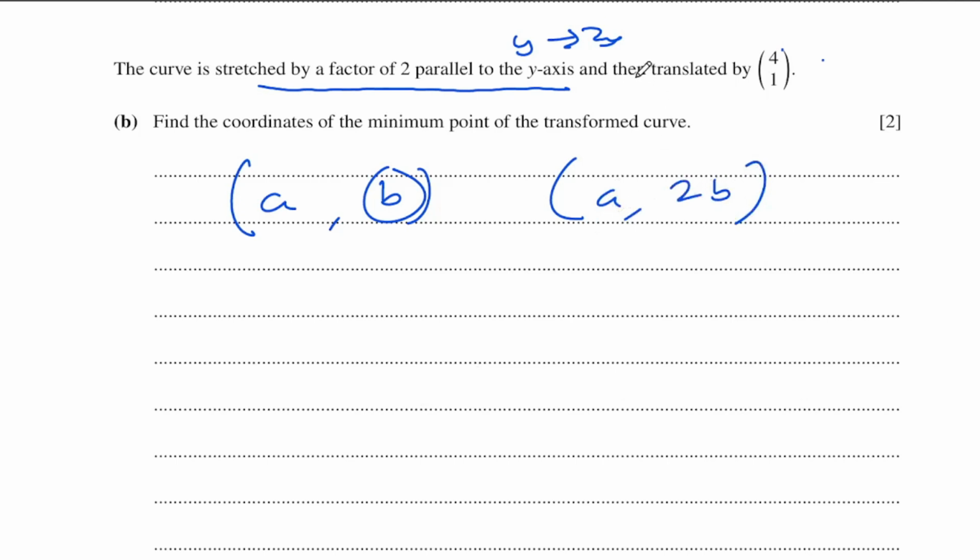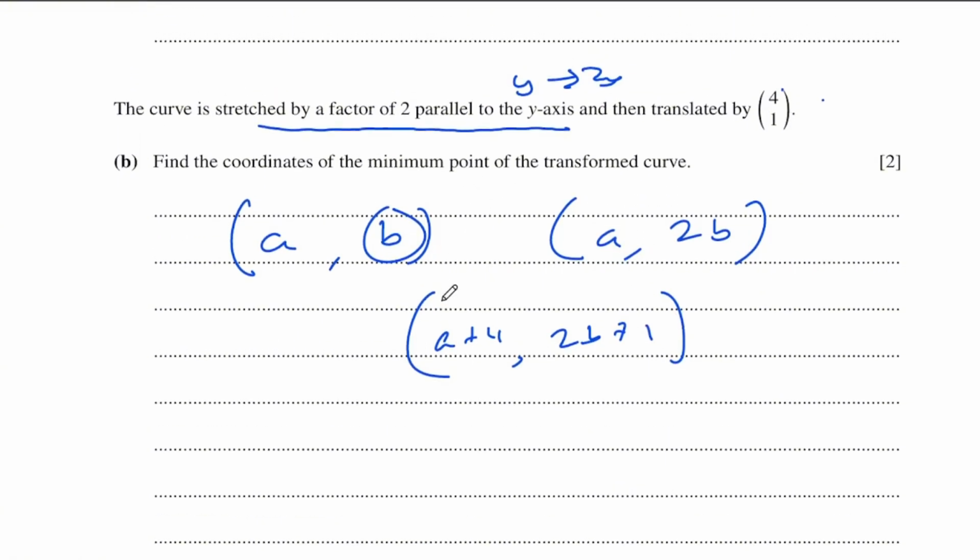And then it's translated to the right, so if a was 1, it will now become 5. So it's translated to the right by 4 units. So a plus 4 here, and then this is going to be 2b plus 1. It's translated up by 1. And so any point that we had of the original curve is now going to look like this. Any point (a, b) will become like this.